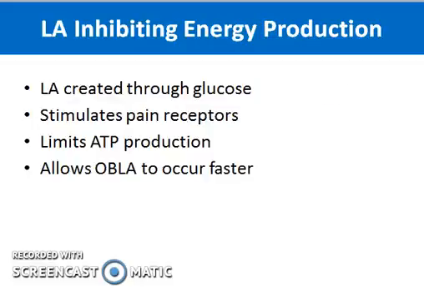So LA inhibiting energy production. Pretty much lactic acid is created through glucose. However, as there is more LA, our body struggles and the rate to produce energy drops. This is because not only is it stimulating pain receptors, but it's also slowing down the process of the Krebs cycle and neuromuscular junction. So the body will struggle during the beginning of training, producing ATP aerobically as well as having to remove LA. So in effect, LA is inhibiting energy production and allows OBLA to happen at a faster rate. However, our body slowly learns to train through this, so it doesn't inhibit as much as it would without training.